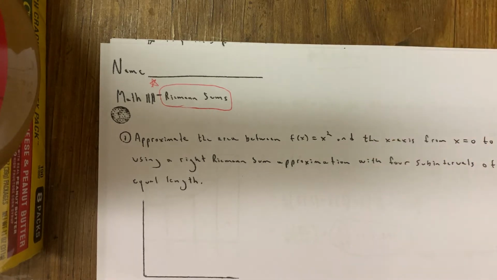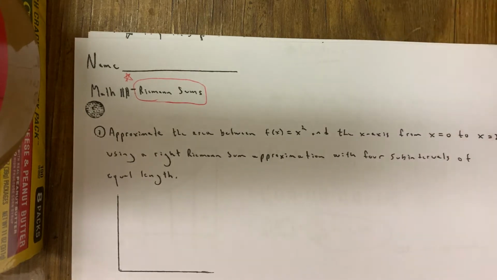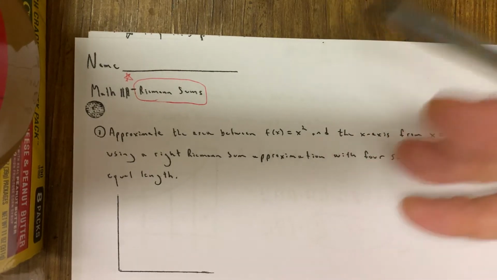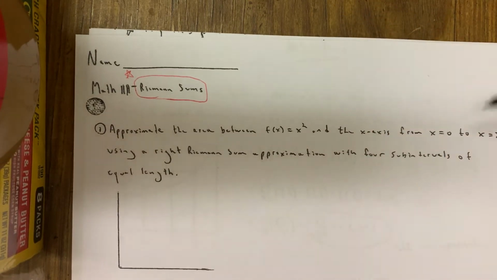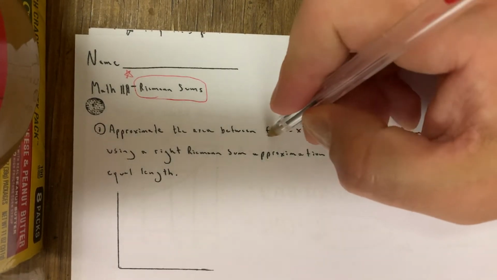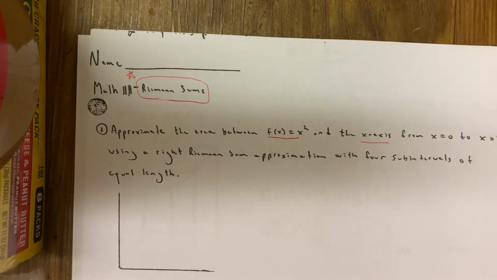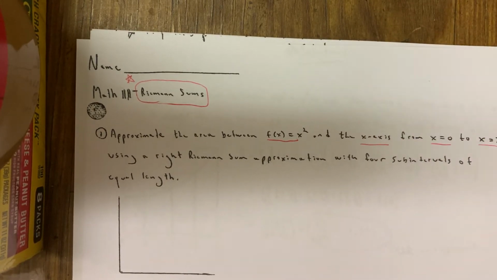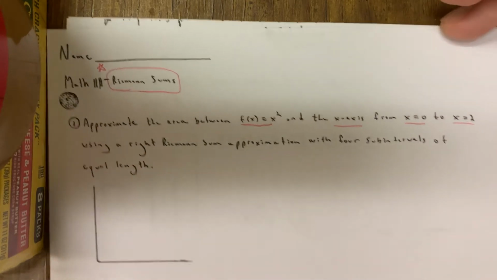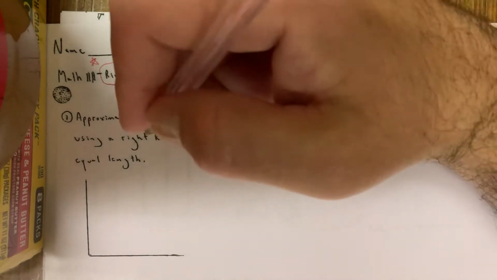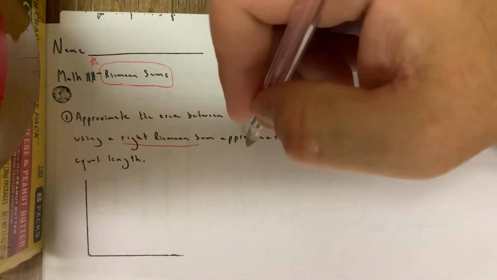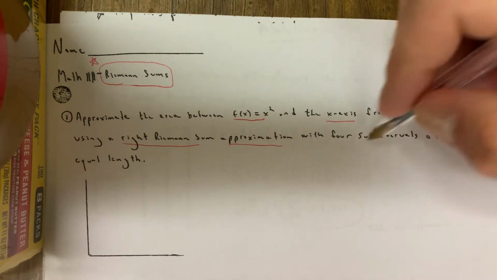Really intense, fabulous mathematician. And really what it deals with is, how do you get the approximation of an area between a function and the x-axis? You can see in number 1, if you look at your handout, it wants you to approximate the area between f of x equals x squared and the x-axis from x equals 0 to x equals 2, which is something you know how to get the exact area of. You integrate that function, but then it says using a right Riemann sum approximation with 4 subintervals of equal length.